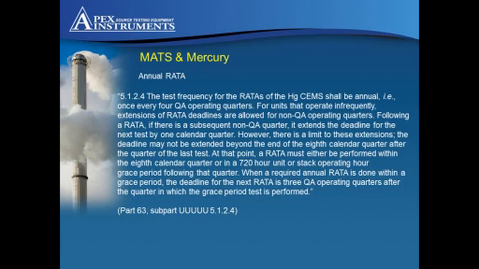If for some reason the facility is not operating for the duration of the 8th quarter in which the RATA must be performed, the RATA can be done in a 720-hour unit or stack operating hour grace period following that quarter. If you do perform that RATA within the grace period, the anniversary date of the next RATA then is reduced to 3 quarters instead of 4, so it's 9 months. However, if you do perform the RATA within that 8th quarter, then the anniversary date remains the same and will need to be performed within the 4th quarter or 1 year.